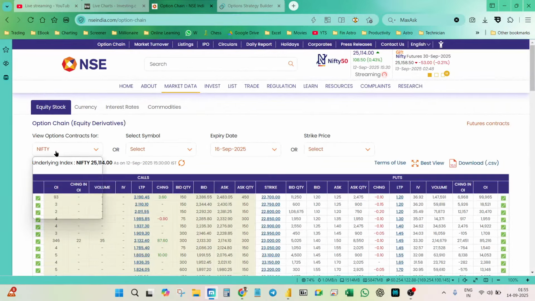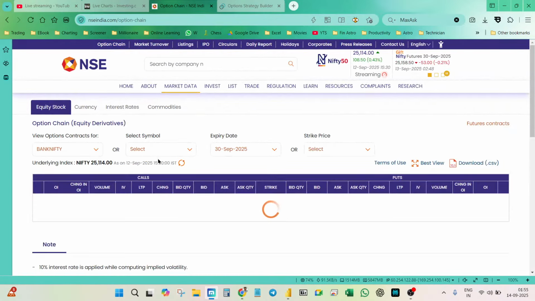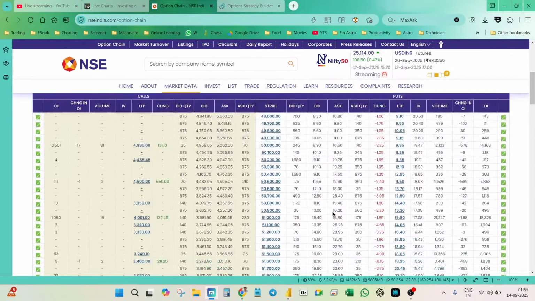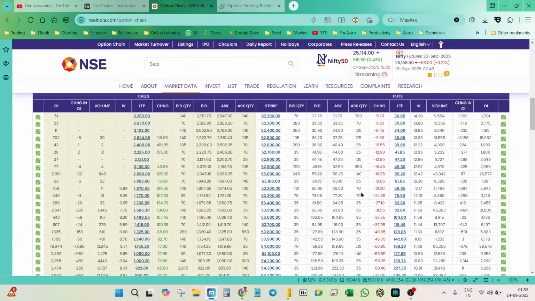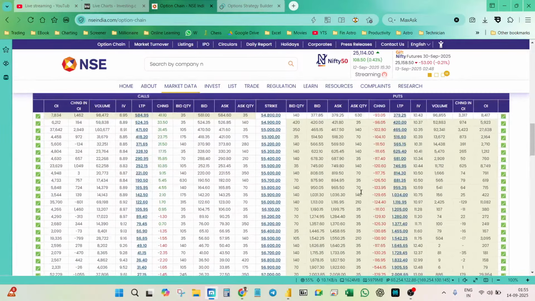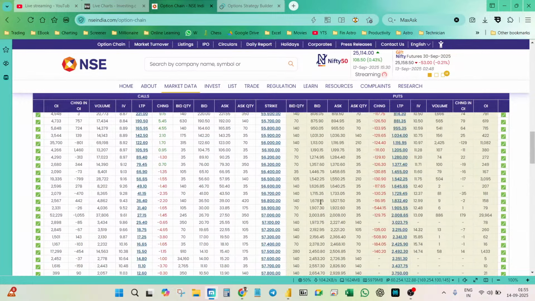Let me take Bank Nifty here, and the September expiry is there. What you do is add all the open interest of call and put options and see the total. Whichever has the higher open interest, that is the strike price we have to identify and focus on. In the case of Bank Nifty, I am not going to add all these up here; you can do it yourself. The highest open interest is at 57,000, around 70,000 to 80,000 contracts.